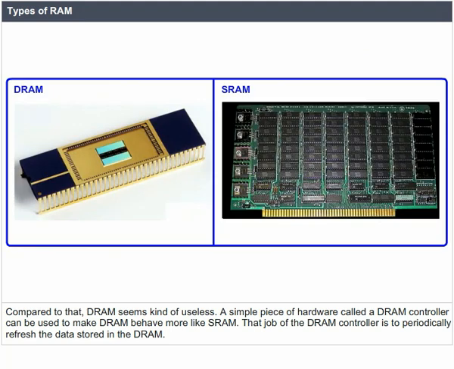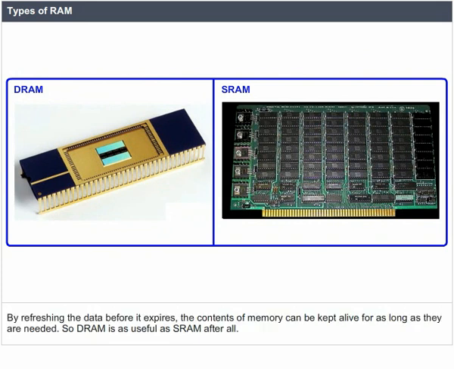Compared to that, DRAM seems kind of useless. A simple piece of hardware called a DRAM controller can be used to make DRAM behave more like SRAM. The job of the DRAM controller is to periodically refresh the data stored in the DRAM. By refreshing the data before it expires, the contents of memory can be kept alive for as long as they are needed. So, DRAM is as useful as SRAM after all.